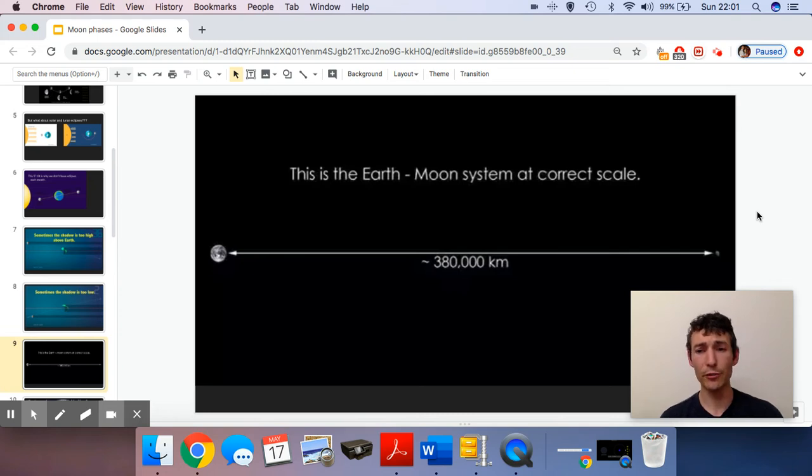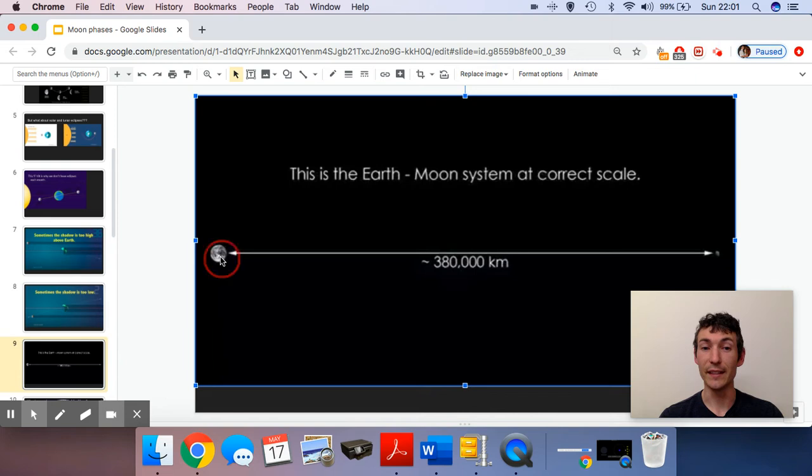Now that 5 degree tilt doesn't sound like much, particularly when you look at your protractor and you're like, 5 degrees, that's like nothing. And that's because this image is the Earth and the moon to scale. A lot of people think the Earth and the moon are really, really close together, but if you look at them to scale, they're really far apart. So 5 degrees is enough to make that happen.